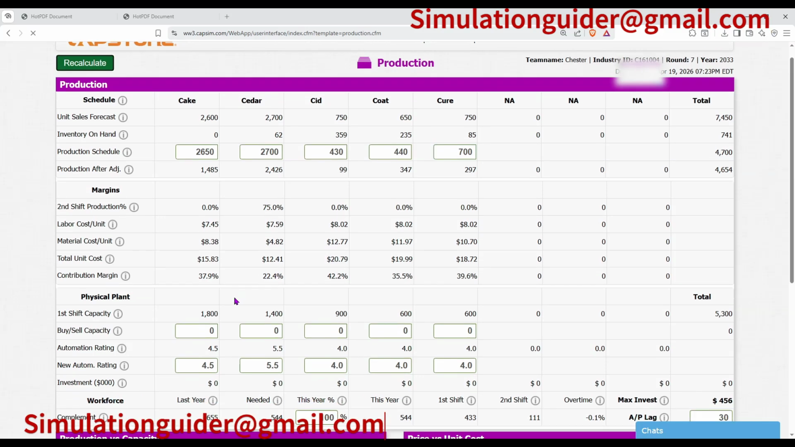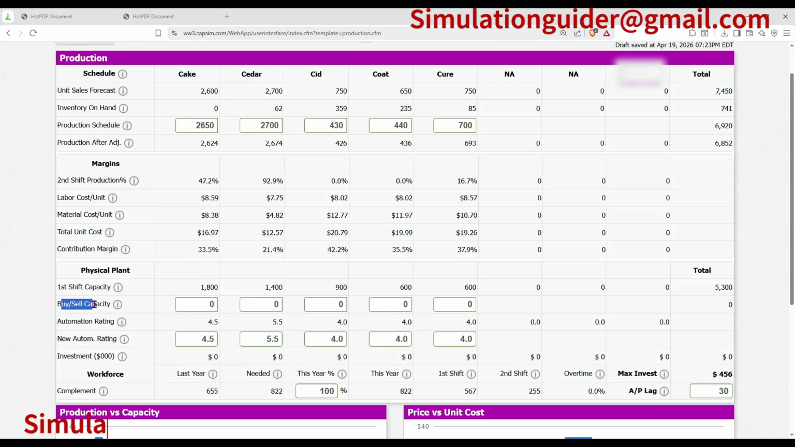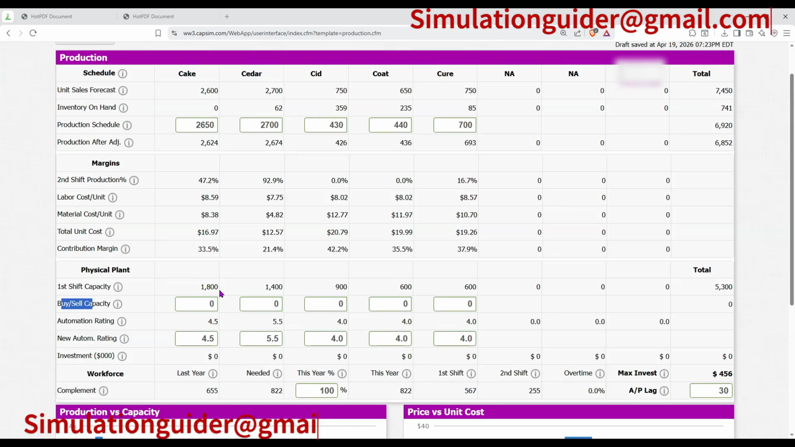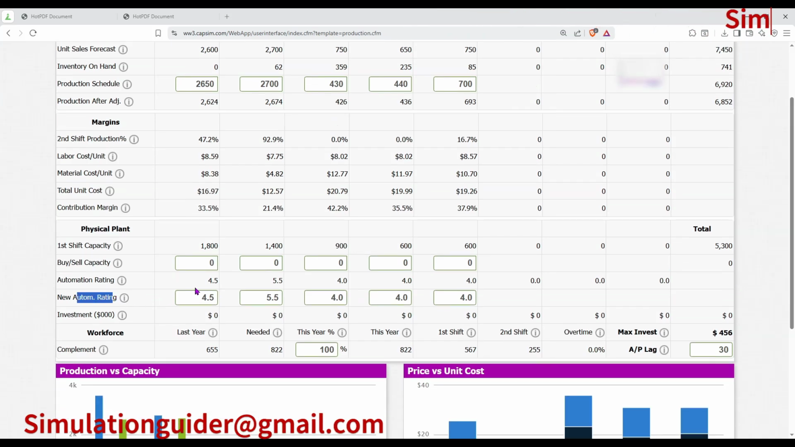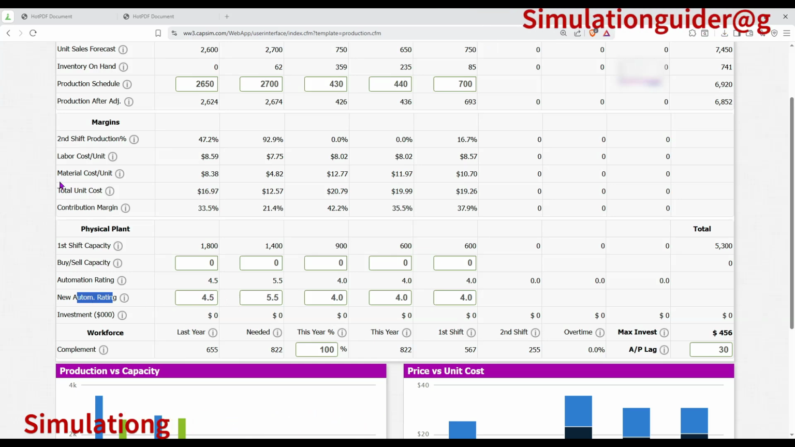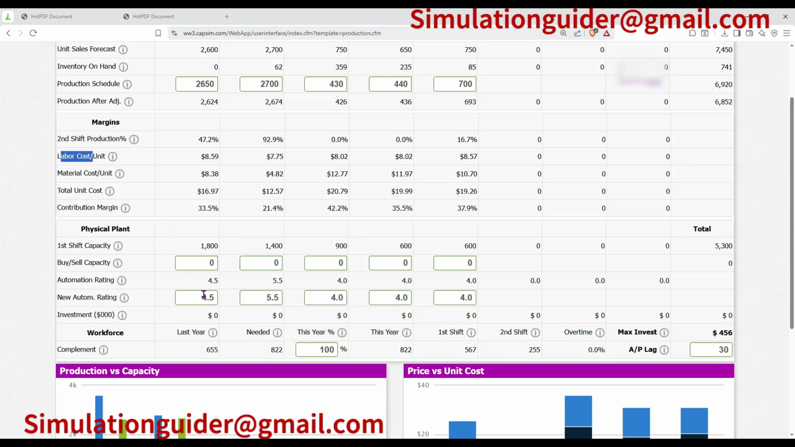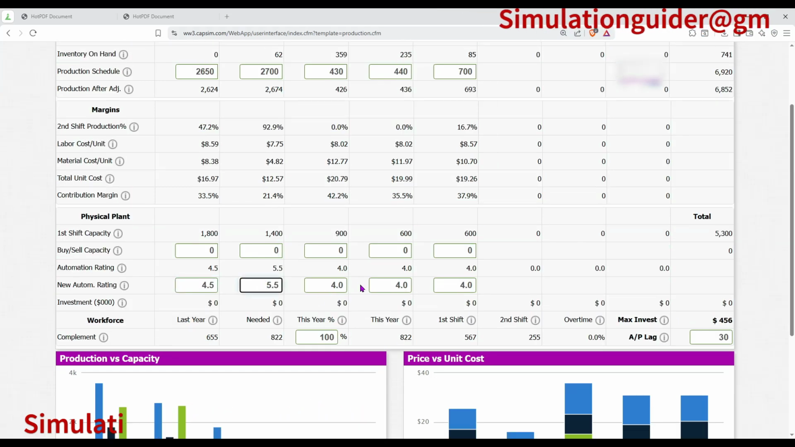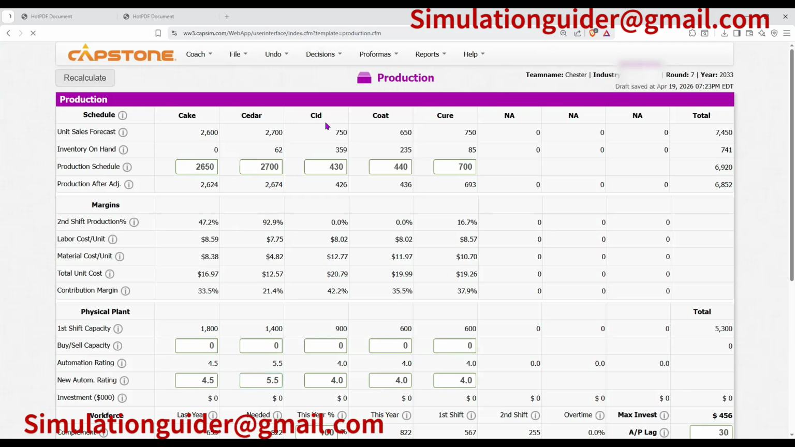For the physical plant, that means buy and sell capacity. At the moment, you're not going to buy any capacity because we are coming to the end of the simulation. There's no need for you to buy more capacity. For the automation rating, again, I'm not going to buy at the moment. I already bought in the last round, and you need to buy more automation so that you can cut down on the material cost and the labor cost. So you need to invest in high automation. Though automation is quite expensive, you should make sure that you're having a good automation for your products when maximizing on profits, because it will cut down these two costs. Also the maximum investment is quite low at the moment, so there's no need for us to increase our automation.